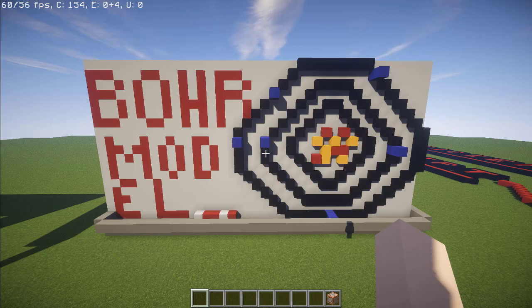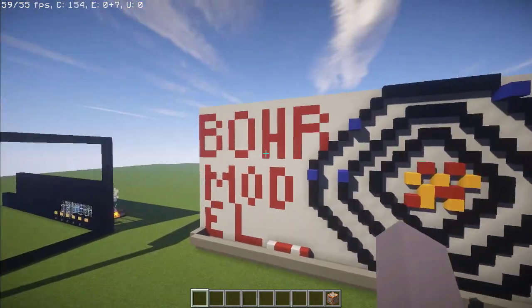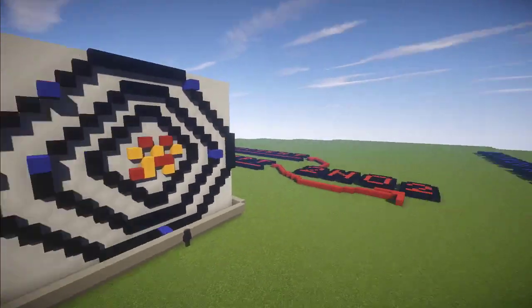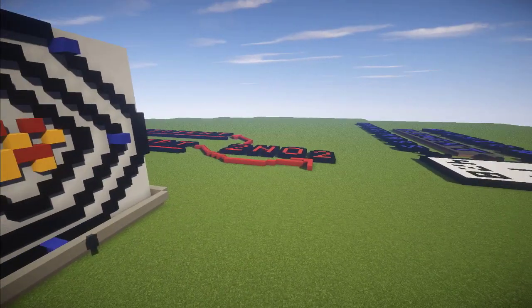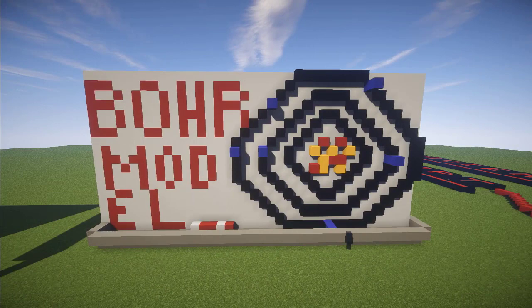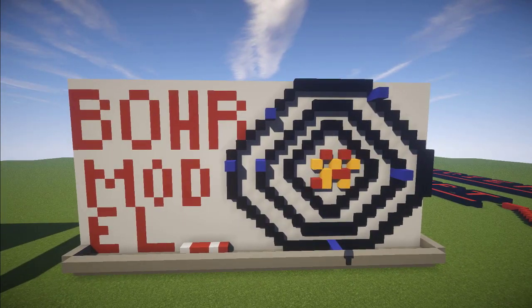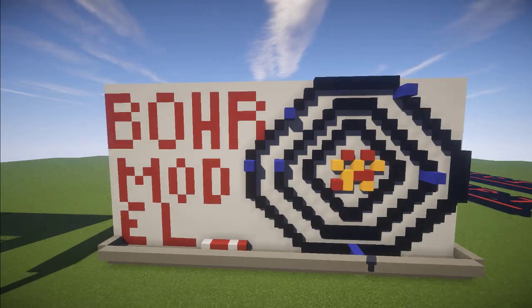I've made this on chemistry stuff, so for example, let's say something like this model here, or atoms. So first we are going to start with this. This is a Bohr model, as it says.